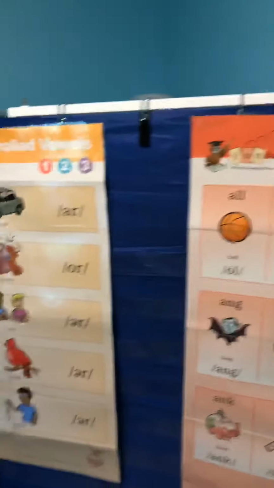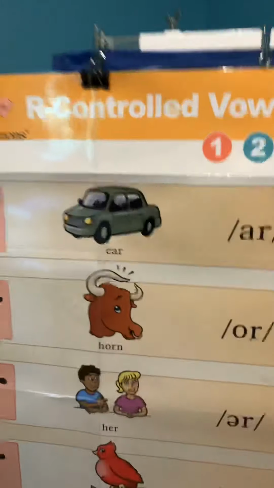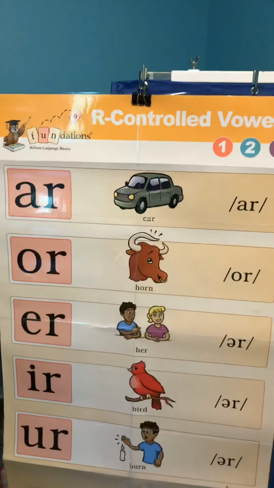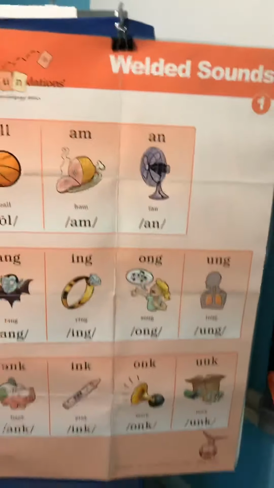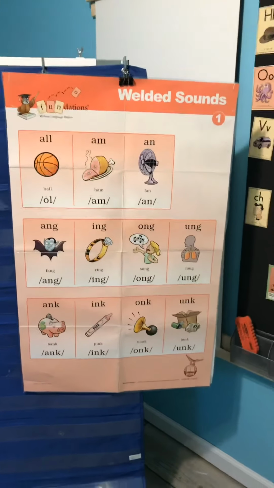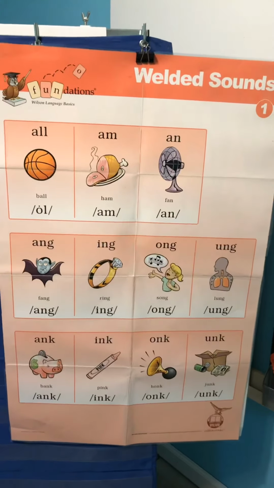As far as some other posters, again, as I mentioned before, in first, second, and third, you'll use this R-controlled vowels poster. And this one is for first grade, and we review it in second grade. I know it says welded sounds at the top. This is from an old kit. They call it glued sounds now because kids don't really understand welding, but they certainly know what glue is, and they just teach these letters as a chunk and it's glued together. So they teach A-L-L, ball, all.